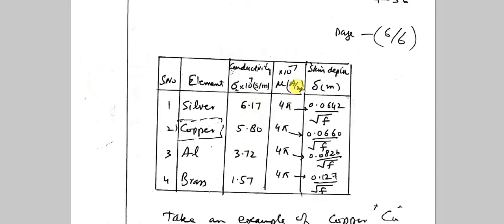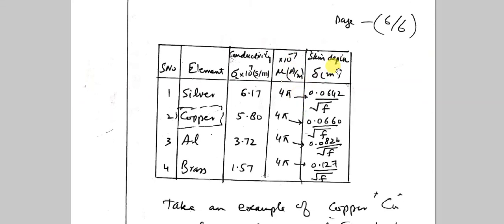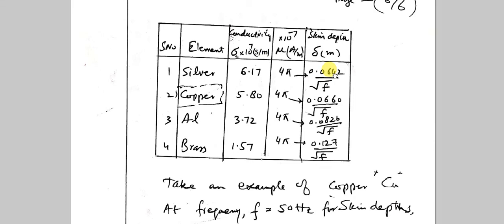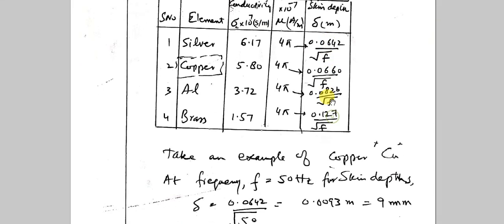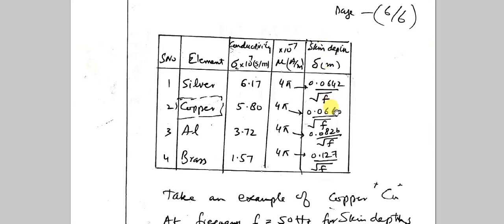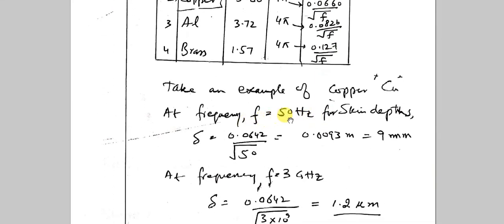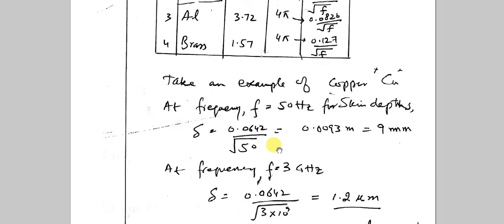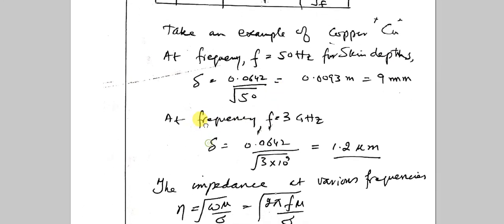These are the values. This is the μ, which is constant, 4π into 10 to the power minus 7, the value μ naught. The skin depth δ in meters is now given. The rest of the things you can see from the formula are common for one particular frequency. We can put in various frequencies and get the skin depth. For one example, for f equal to 50 hertz, δ is equal to 9 millimeters, and then we can take the frequency of 3 gigahertz.